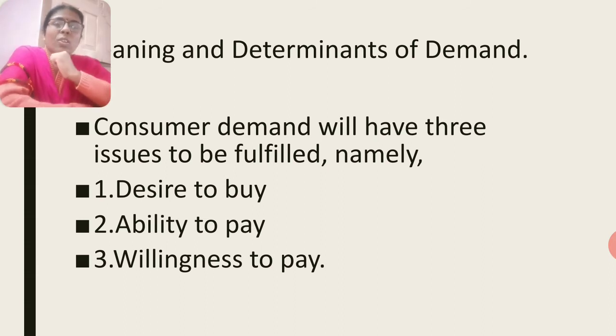Okay, he or she wants to purchase a car or bike or whatever it may be, wants to construct a bungalow, and ability to pay is there. He or she is very rich, but the third one is not there. What is the third one? Willingness to pay. They are not ready to spend the money on the goods and services which they want.